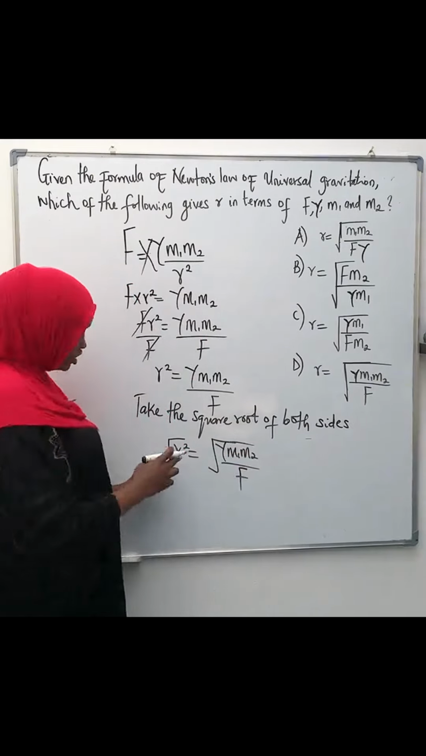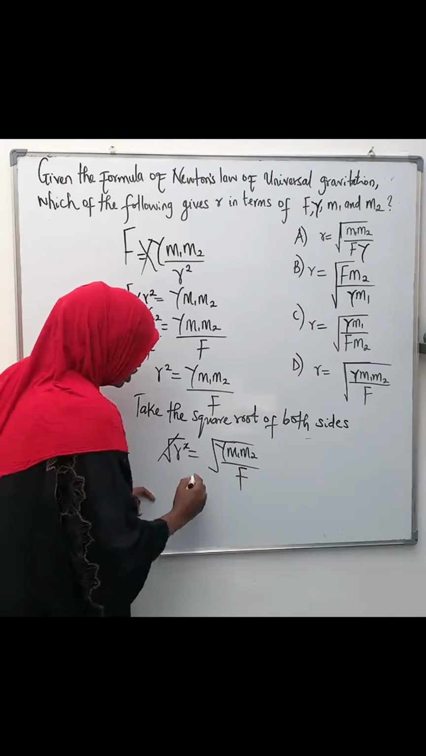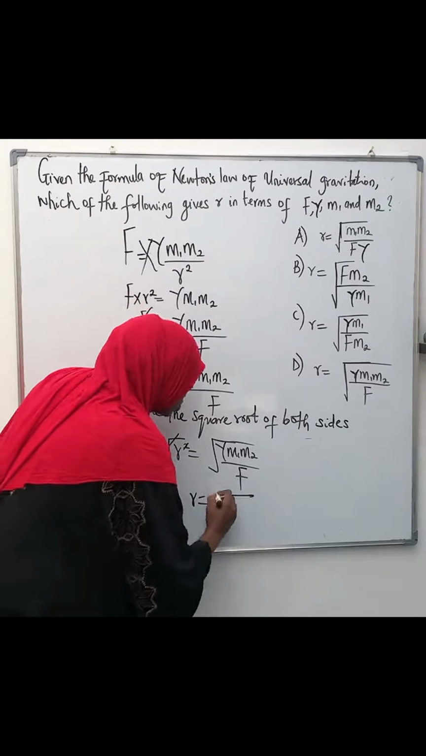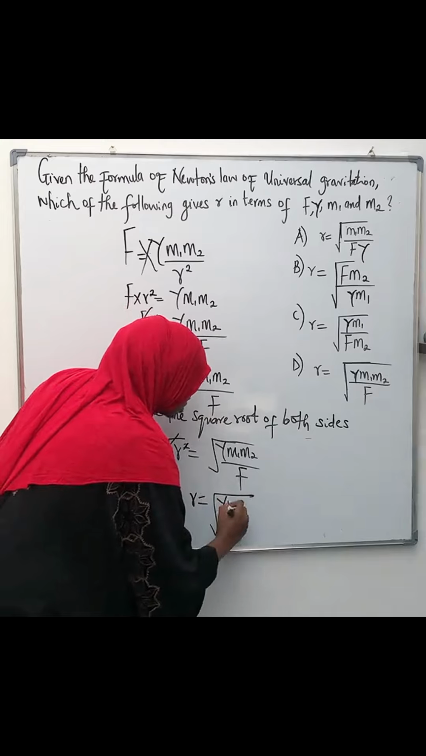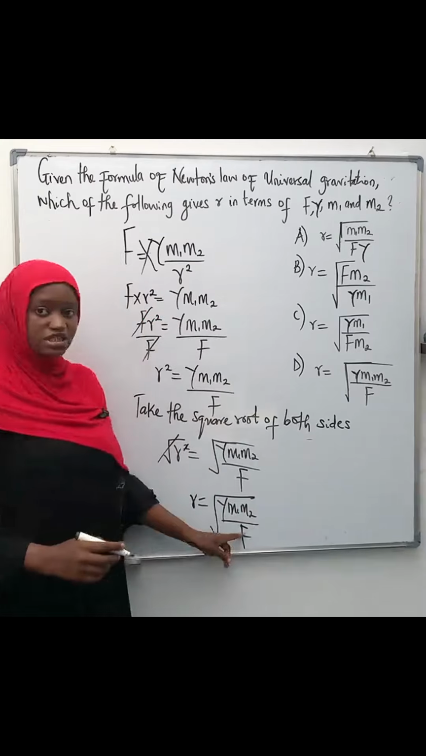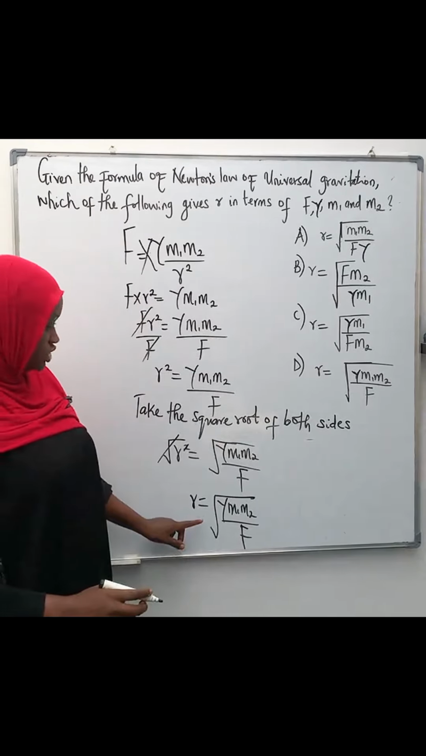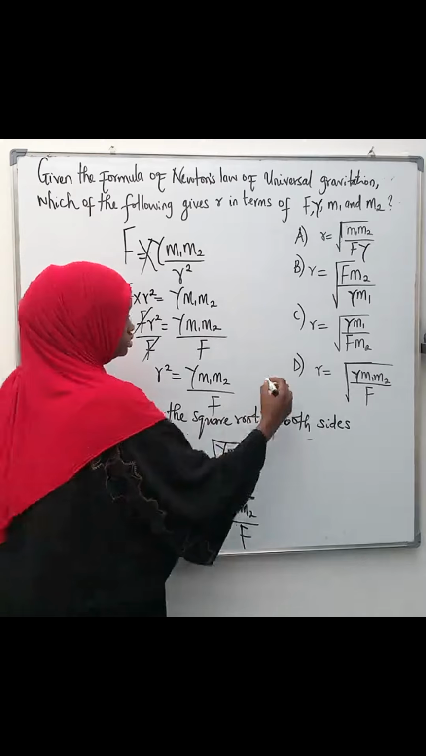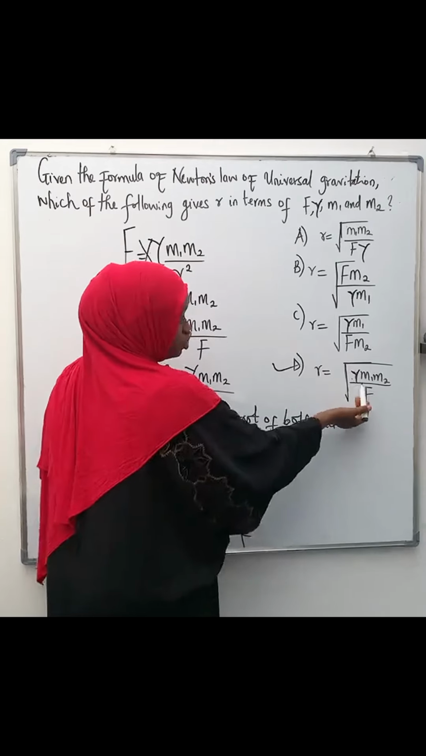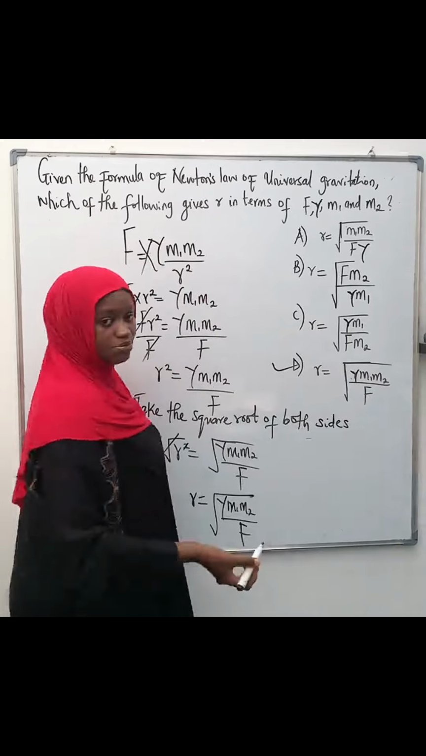So at this point here, the square cancels out the square root sign. We are left with r is equal to the square root of the gravitational constant times m1 m2 over f. So this is the final answer. So looking at options A to D, the correct option is option D, r is equal to the square root of the gravitational constant times m1 m2 all divided by f.